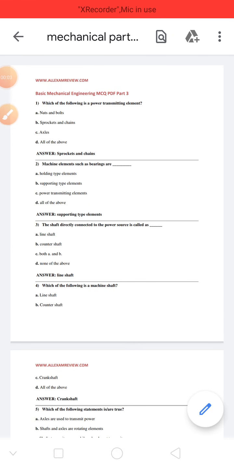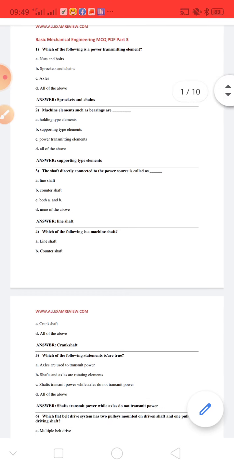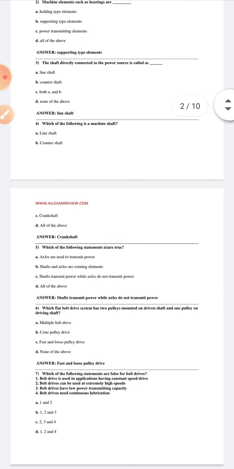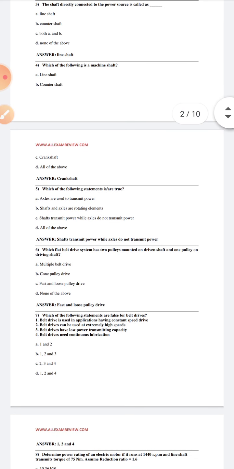Which of the following is a power transmitting element? Sprocket and chain. The main machine elements such as bearing are supporting type elements. The shaft that directly connects to the power source is called a line shaft. Which of the following is a machine shaft? Crankshaft. Which of the following statements is true? Shaft transmits power while axles do not transmit power.